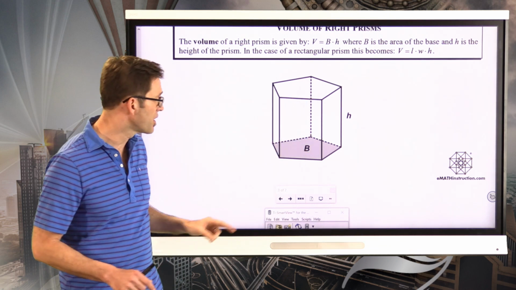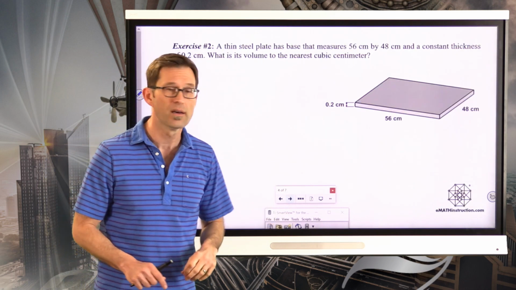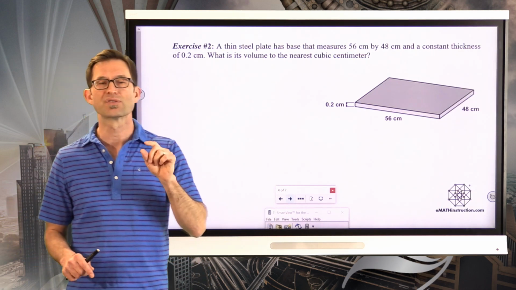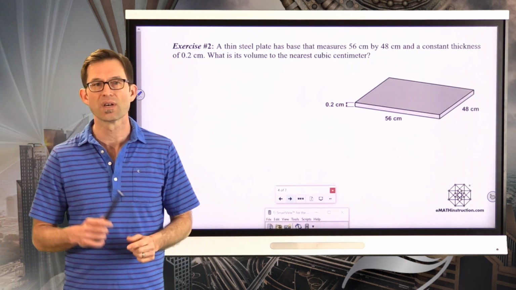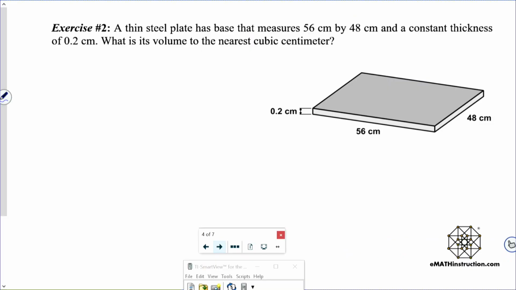So let's take a look at an example of using that idea for a very, very small prism. Exercise number 2. A thin steel plate has a base that measures 56 centimeters by 48 centimeters and a constant thickness of 0.2 centimeters. What is its volume to the nearest cubic centimeter?